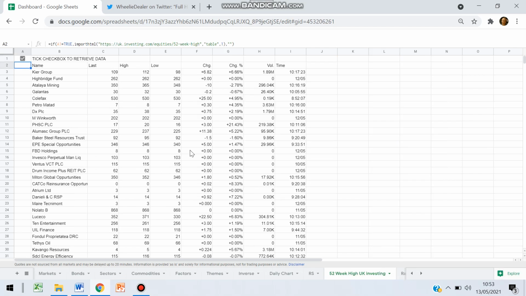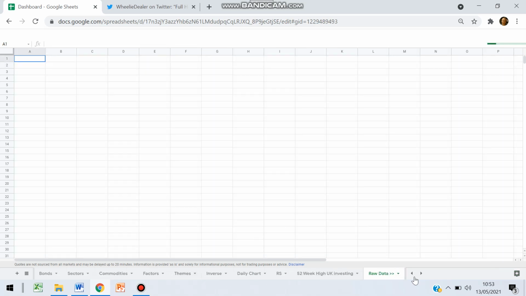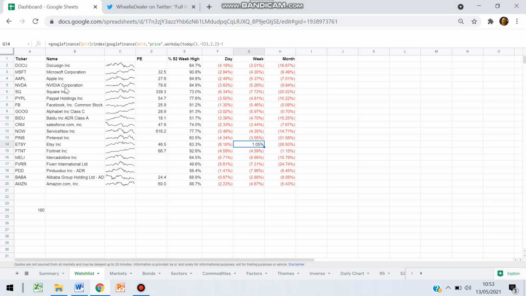We also look at 52-week highs. Here I've just pulled in data from a website using import HTML, and then that's got me the data that I need. And then I've got my raw data at the back, and then I've also got a watch list here.